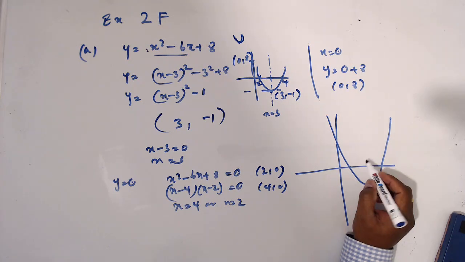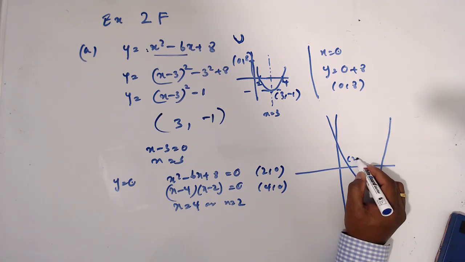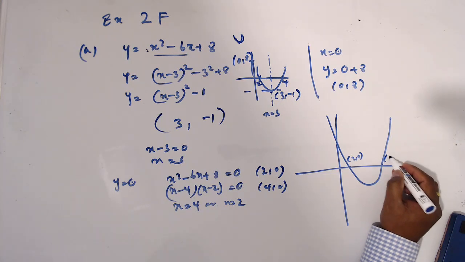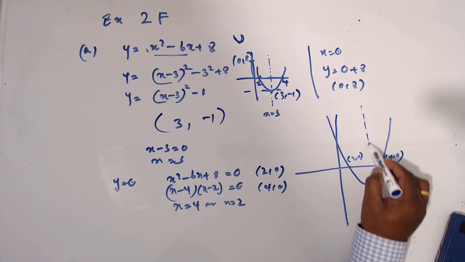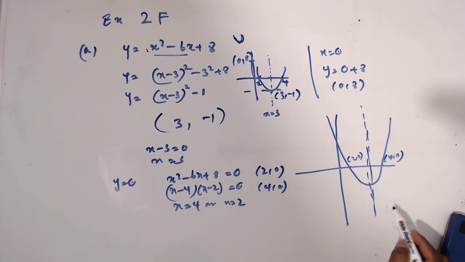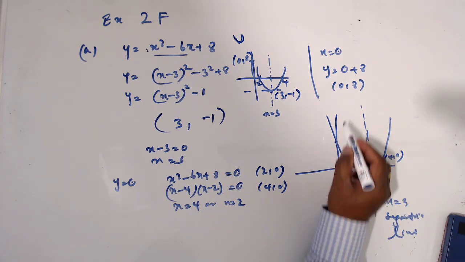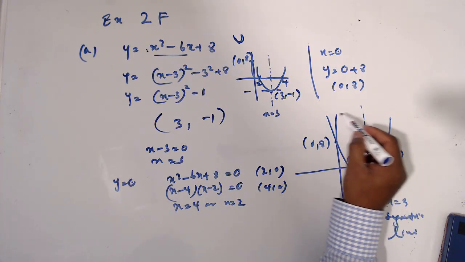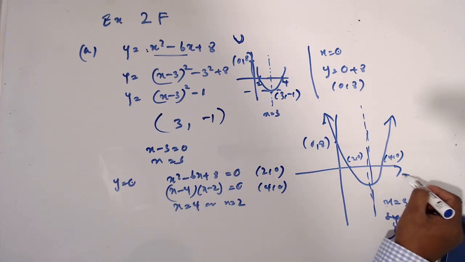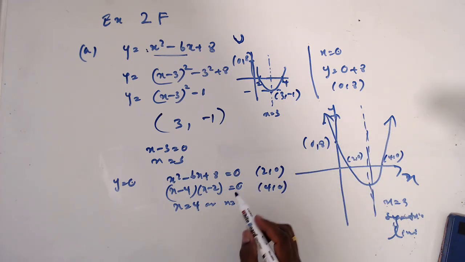And this is (2, 0), and this is (4, 0). What is the symmetric line? 3. x equals 3 is the symmetric line. And this point is (0, 8). x and y.